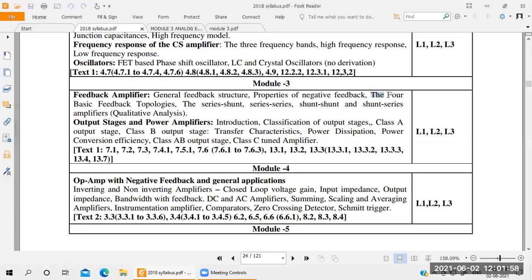So today we'll discuss model number 3, that is the four basic feedback topologies: series-shunt and shunt-series amplifiers also we can discuss here. First, we'll start with the four basic feedback topologies. Okay, this is very important here.